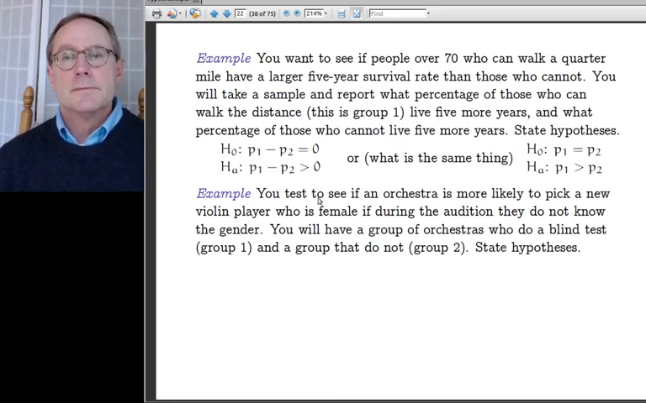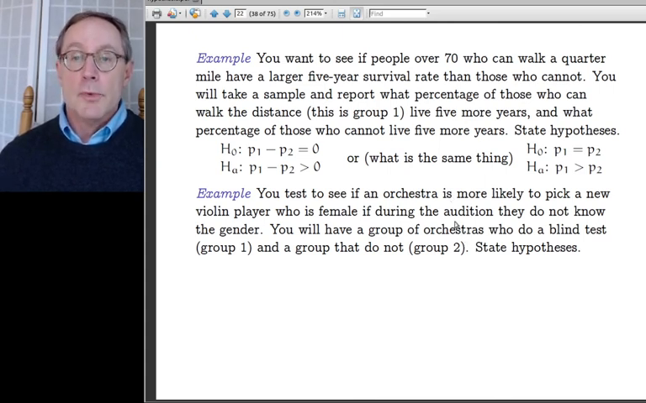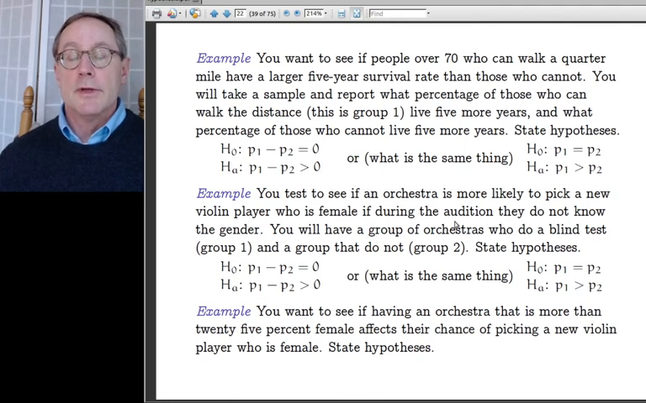Okay, 2 more examples. We want to test to see if an orchestra is more likely to pick a new violin player as female if during the audition they don't know the gender. So these days they put up a screen. So you have a group of orchestras do a blind test, and that's group one, and a group two doesn't. There's the hypotheses. H naught is that the percentage of females picked with a blind test and the percentage of females picked without a blind test, no difference. HA is the percentage of females picked with a blind test is bigger than the percentage without a blind test.